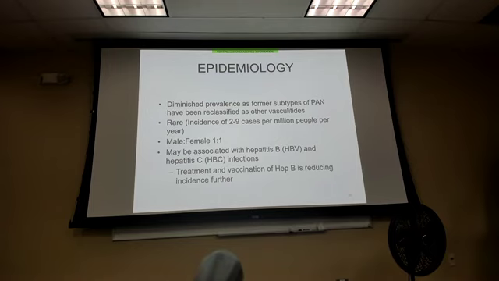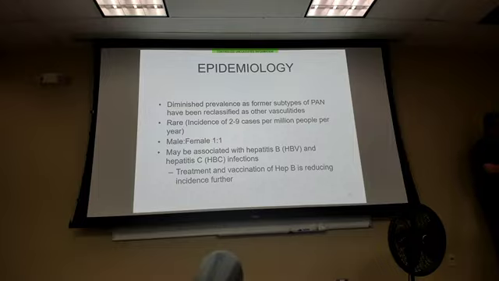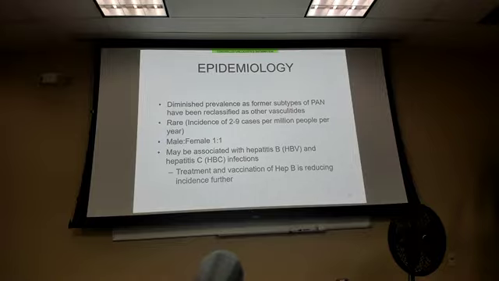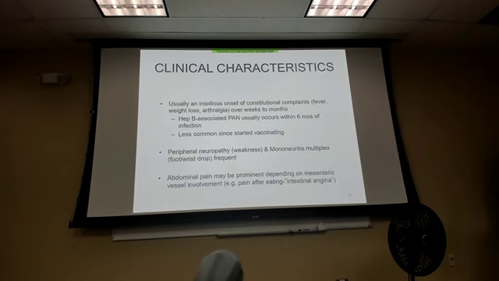Epidemiology. Diminished prevalence as former subtypes of PAN have been reclassified as other vasculitides. This one right here is rare. It is equal between genders. It may be associated with hepatitis B and hepatitis C infections. Treatment and vaccination of Hep B is reducing incidence further, so we're going to push those out there.